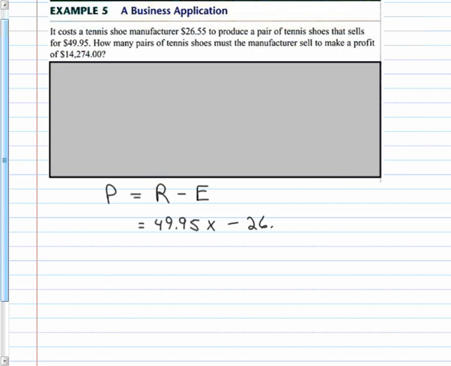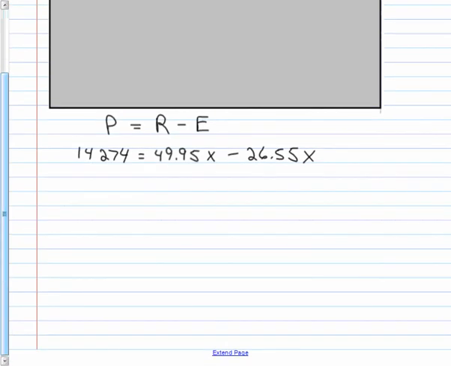$26.55 times X, because every time we produce a shoe, it costs us this much. And we want to make a profit of $14,274. Oh, not so bad. Those are like terms. Can you put them together for me? $23.40.